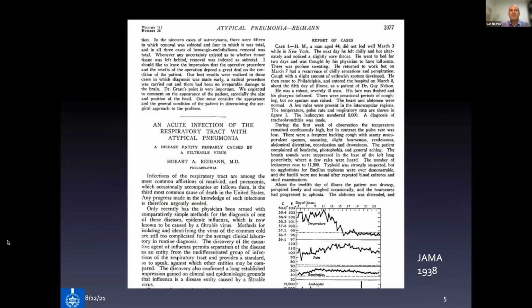Many refer to this publication in JAMA in 1938 by Hobart Reimann as the first paper dealing with Mycoplasma pneumoniae. The point is that at that time he was not able to isolate the pathogen and just described this acute infection with what he called atypical pneumonia or walking pneumonia. And years later, he said that he regretted this expression.